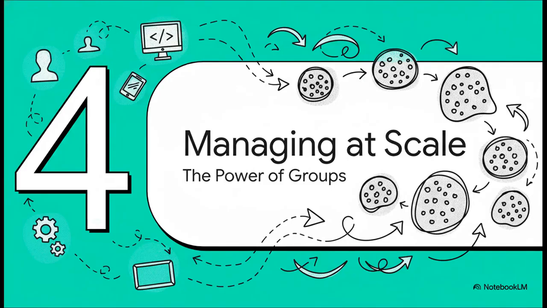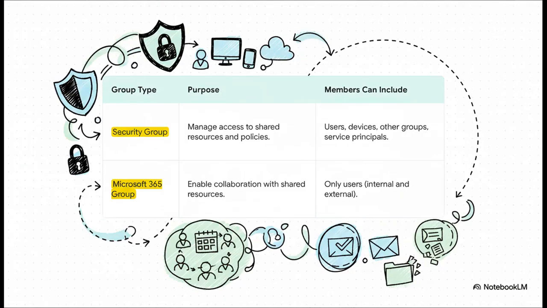So we have identities for people, for software, and for devices. That is a lot to manage. So how do you handle permissions for hundreds, maybe thousands of these things without going crazy? Well, the answer is simple. You use groups. It really boils down to two main types. Think of security groups as the bouncers at the door. You put users, devices, and even software identities into a group, and then you just grant that entire group access to something important. On the other hand, Microsoft 365 groups are all about teamwork. They automatically set up a shared mailbox, a calendar, and a document library for a project team.